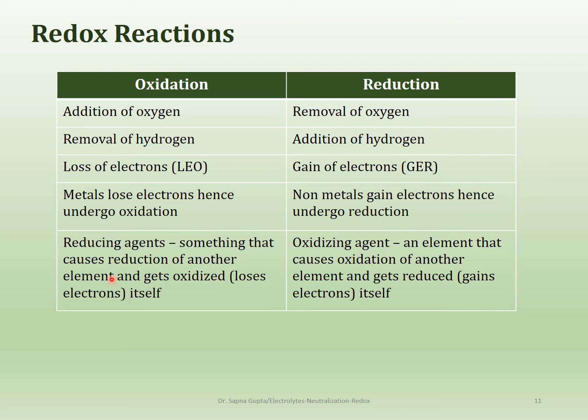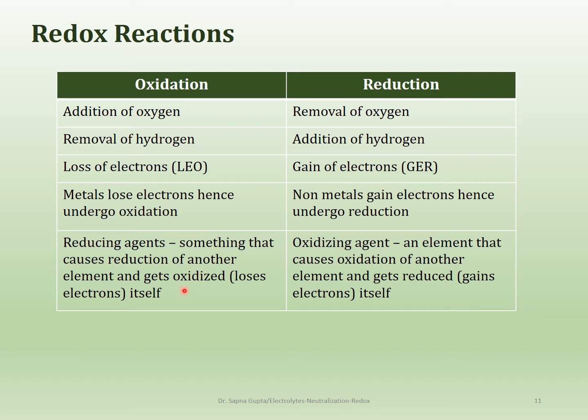Now, there is another classification that we do, and that is of reducing agent and oxidizing agent. A reducing agent is something that causes reduction of another, and it gets oxidized in the process. So it's reducing something else. That is why it's called a reducing agent. If it is reducing something else, it must be getting oxidized. If it is getting oxidized, it must be losing electrons. That is why I put it in this column, because reducing agents are usually going to be metals, because metals are the ones that lose electrons because they're the ones getting oxidized.